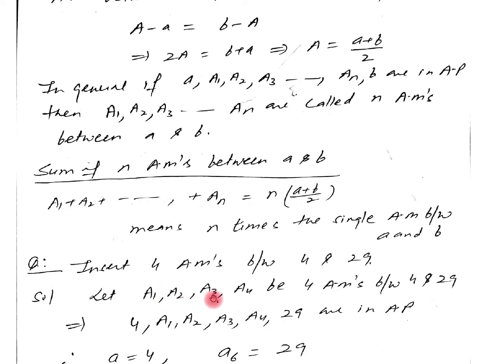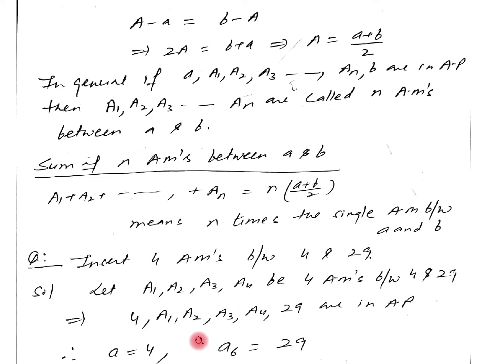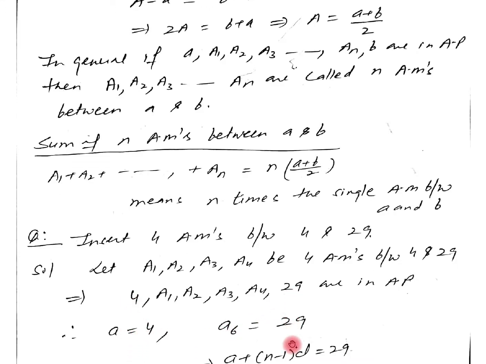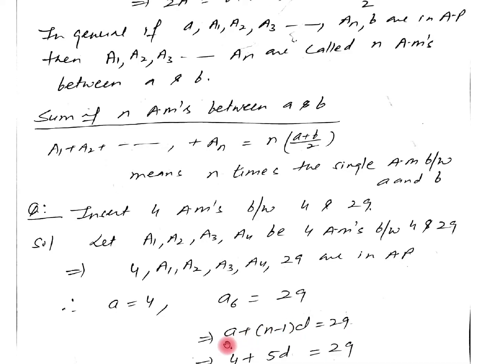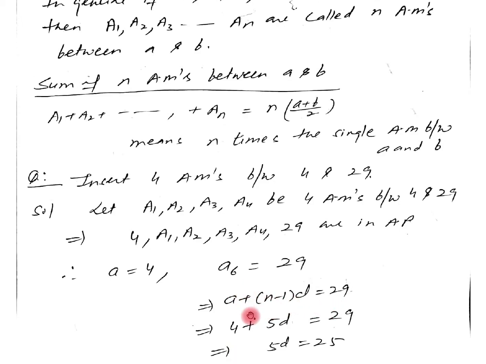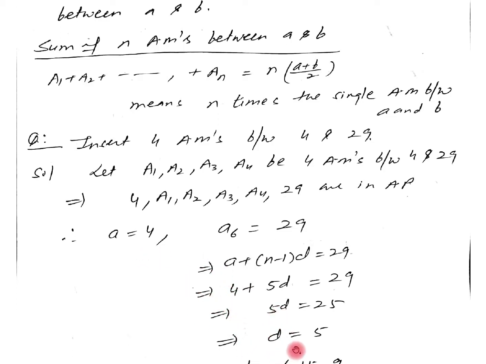Let A1, A2, A3, A4 be 4 arithmetic means between 4 and 29. Therefore 4, A1, A2, A3, A4, 29 are in AP. These are a total of 6 terms. Therefore a equals 4, the first term, and the sixth term is 29. It will give you the value of d. Now a6 can be written as a plus (n minus 1) d equals 29, which means a plus 5d. Putting the value of a and solving, we get d equal to 5.